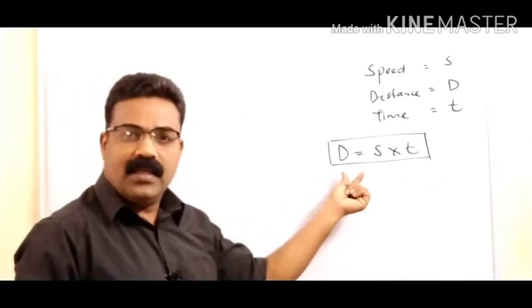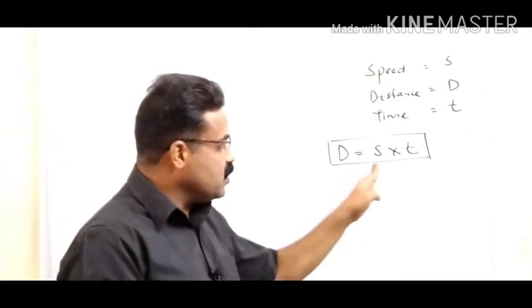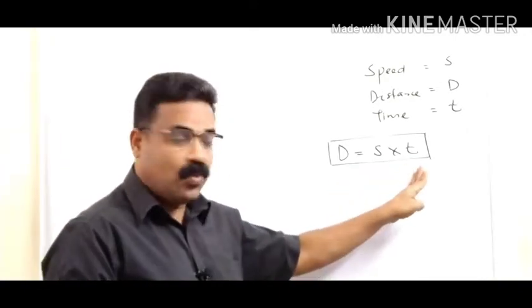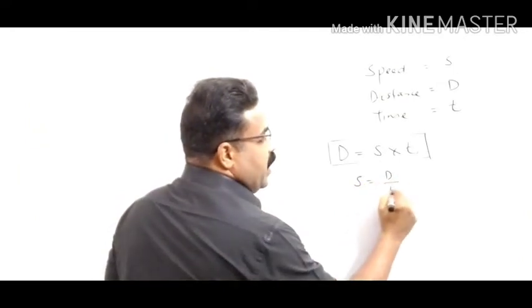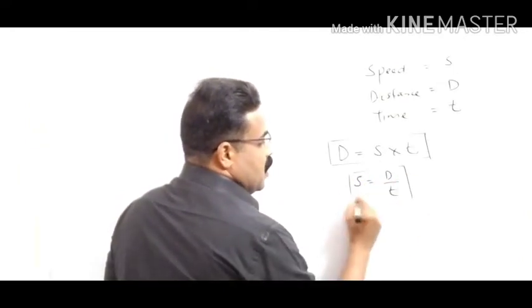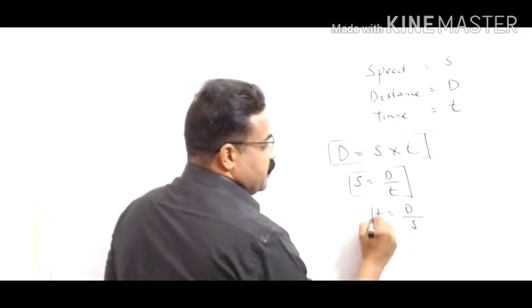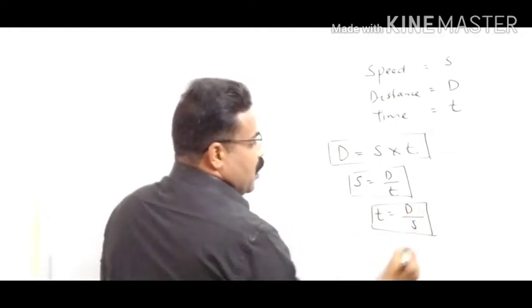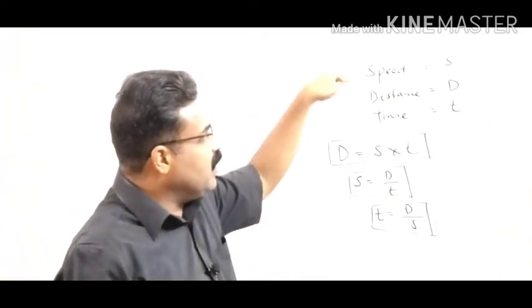Remember only this. If you remember this, you can find out the other 2 relations. What are the other 2 relations? Speed is equal to what and time is equal to what. From here you can find out speed will be equal to distance by time and time is equal to distance by speed. So this is the first parameter, the relation between speed, distance and time.